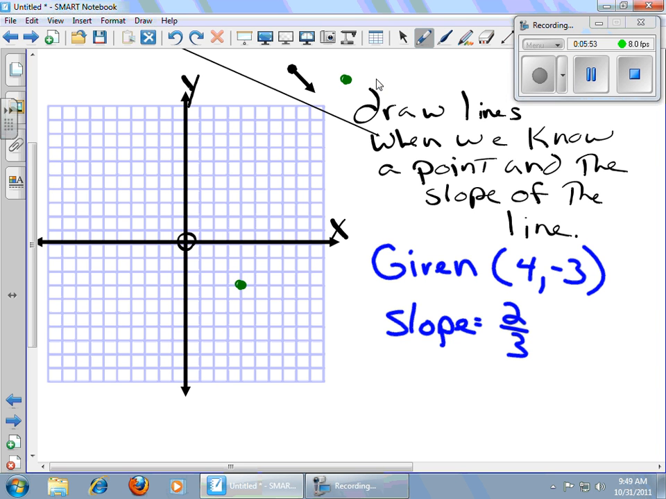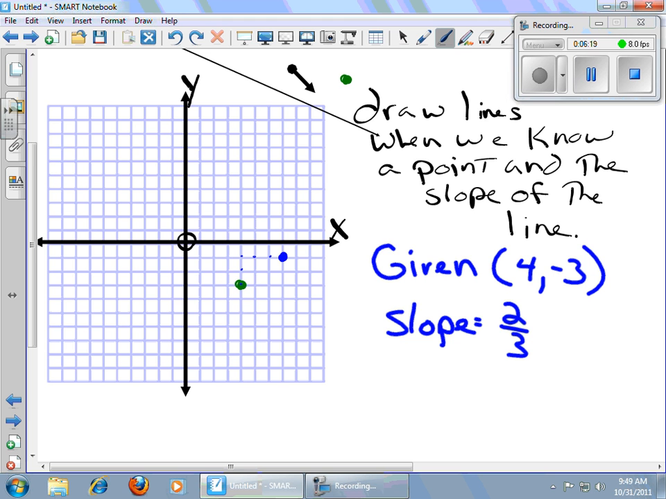Well, I know my rise number is 2. So I'm going to rise 2, from that point, not from the origin, from that point. So I put my little pen on the point and I count 1, 2. My run number is 3. So from there, I'm going to count 3: 1, 2, 3. That is the location of my next point.